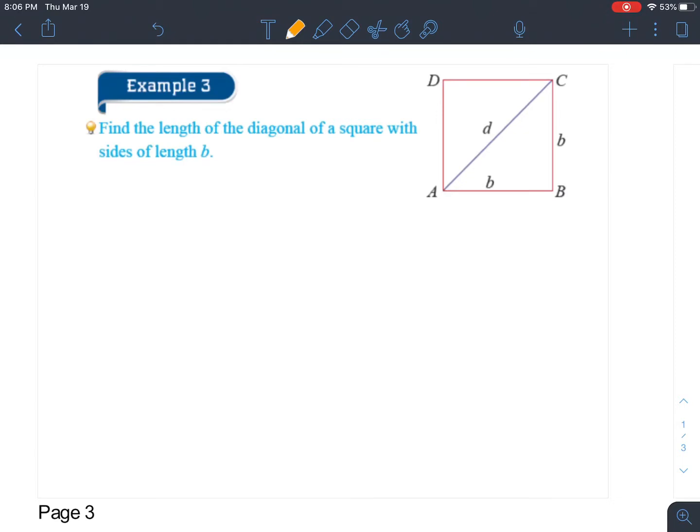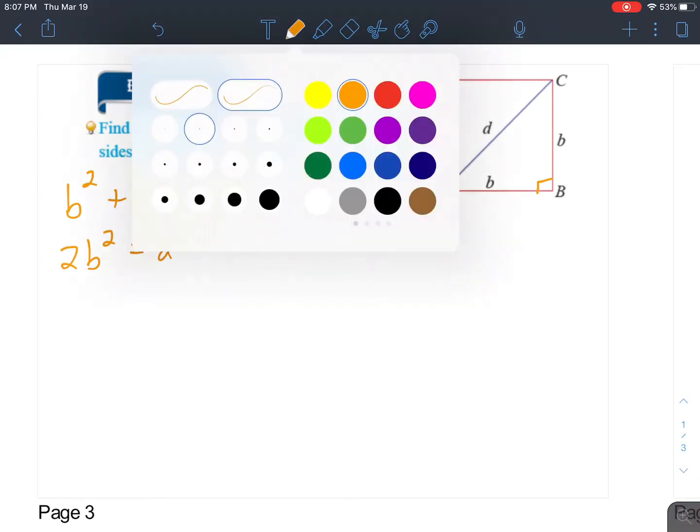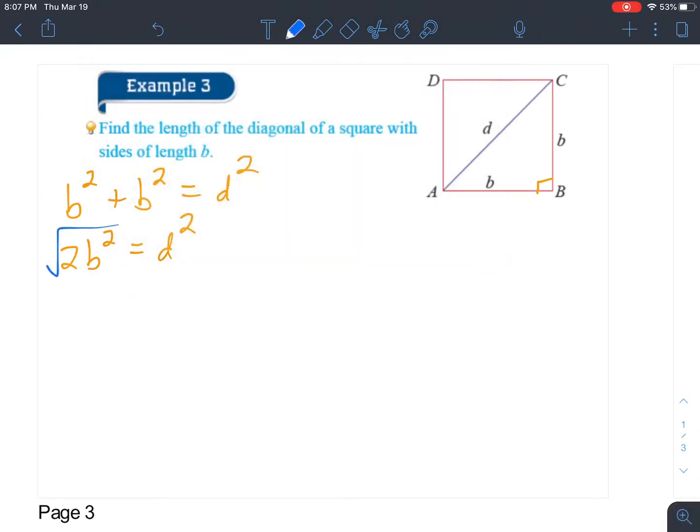So in this first example then, we're not given any numbers, but we are asked to find the length of the diagonal. Since this is in a square, we know that we've got a right triangle there, and in fact it is an isosceles right triangle. Both of the sides are b, so we can start this by doing b squared plus b squared equals d squared. Then we're going to add the b's together. We get 2b squared equals d squared.